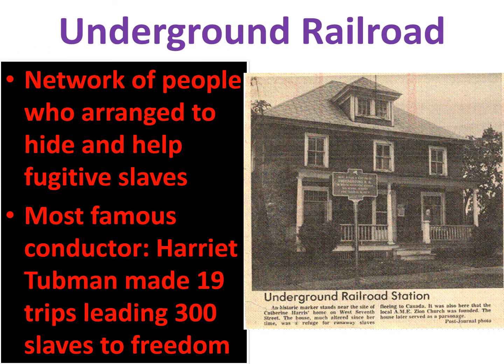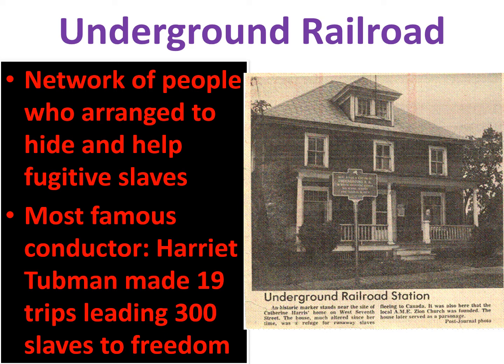Beyond trying to change the laws about slavery, one of the practical ways that the abolition movement fought against slavery was the Underground Railroad. The railroad was not underground and it was not a railroad. Basically, it was a network of people who arranged to hide and help fugitive slaves.